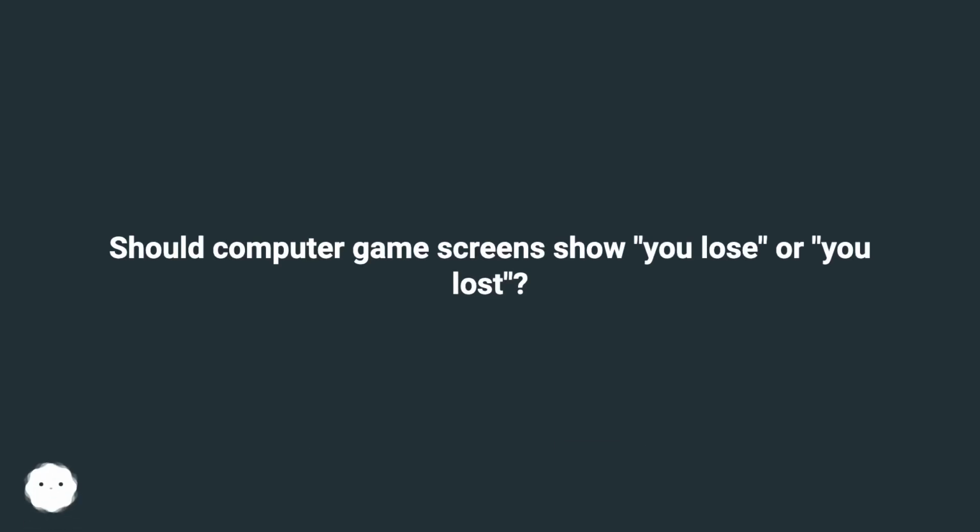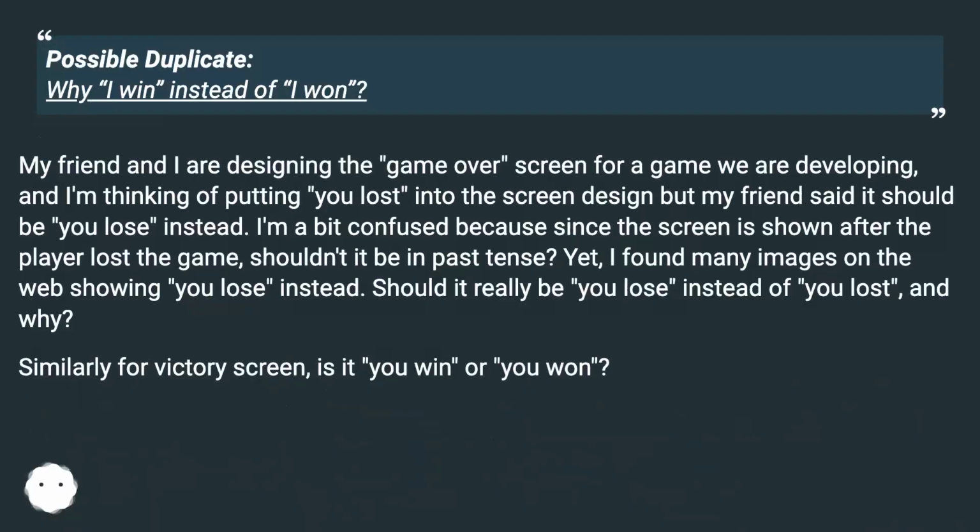Should computer game screens show "you lose" or "you lost"? Possible duplicate: why "I win" instead of "I won"? My friend and I are designing the game over screen for a game we are developing, and I'm thinking of putting "you lost" into the screen design, but my friend said it should be "you lose" instead.